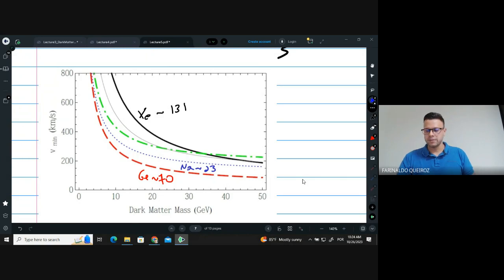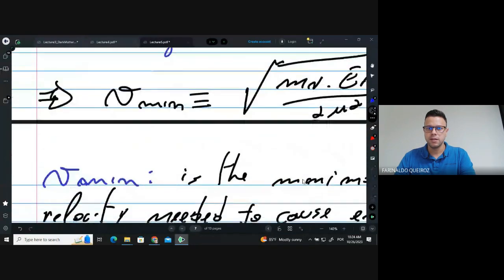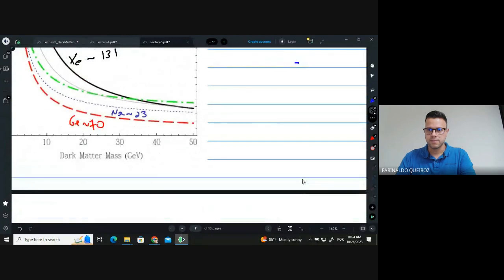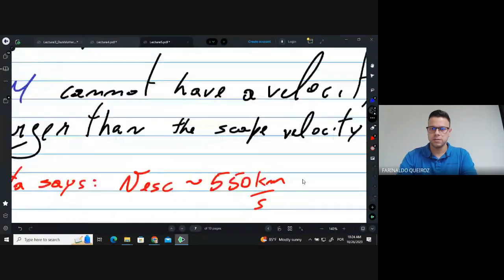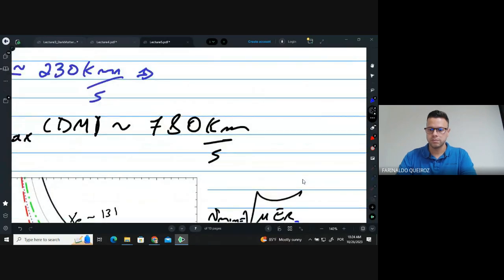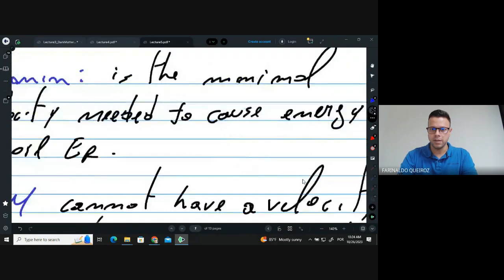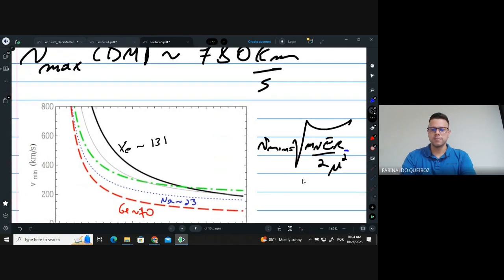So if the dark matter particle has a mass, let's also write down on top of this the formula. V min is the square root of m_N E_R over 2 mu squared, where m_N is the mass of the nucleus. Okay, so now look at this.